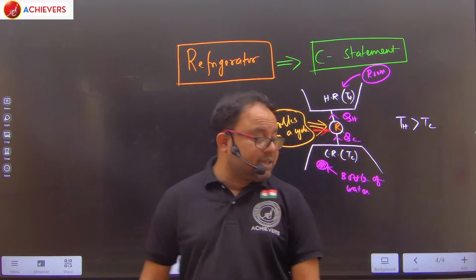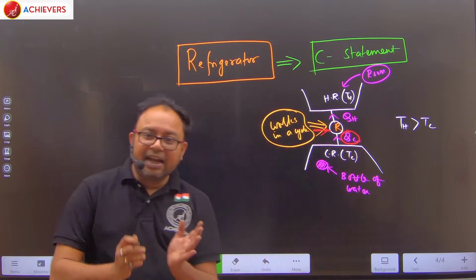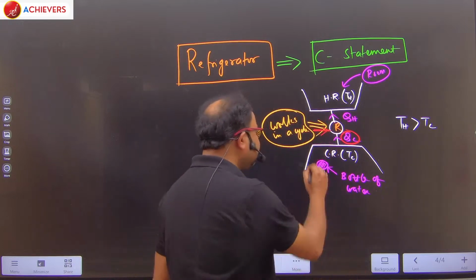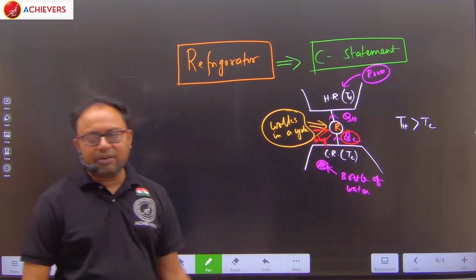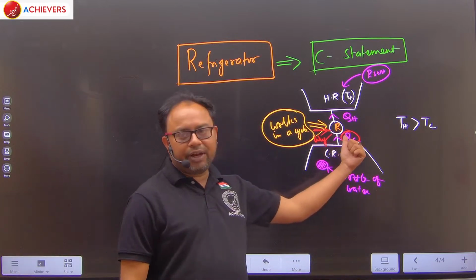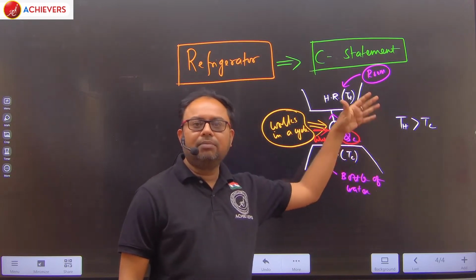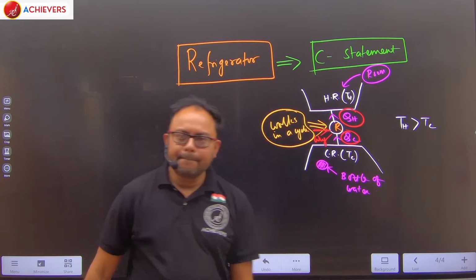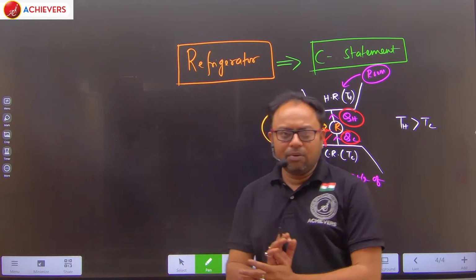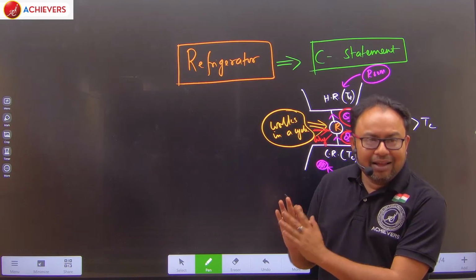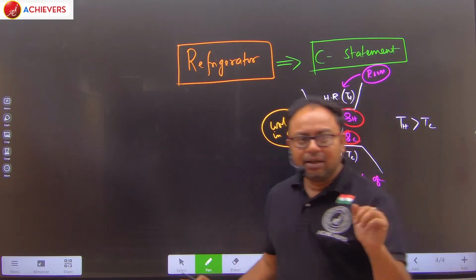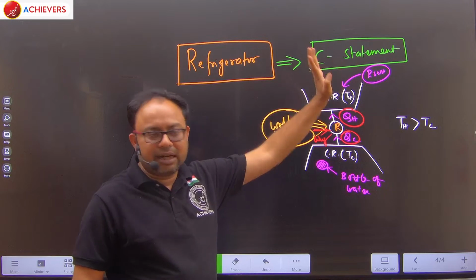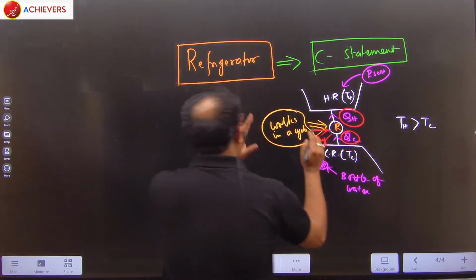So in order to withdraw QC amount of heat from the cold reservoir, it needs to be supported by some external agency. So some external work, W cyclic, needs to be done on the refrigerator so that it can withdraw QC amount of heat from the cold reservoir and transfer some other amount of heat to the hot reservoir, and that is denoted as QH. So now we can write down the formal statement related to this particular thermodynamic entity, the refrigerator, and that is nothing but the Clausius statement. So let us pen down the formal Clausius statement.